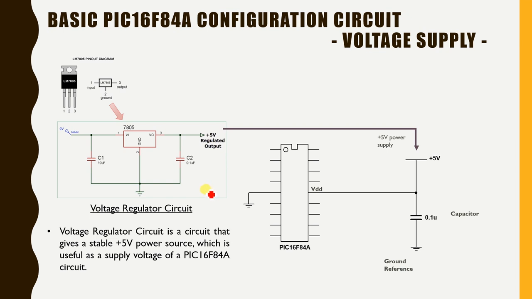Next is the configuration circuit voltage supply. Voltage supply, we have seen before, we just write here 5 volt and the ground. And you may also have a capacitor to stabilize the circuit to avoid any ripple or any external noise that could come in. And then what is the source of the 5 volt? You can choose either you want to have a voltage regulator circuit.